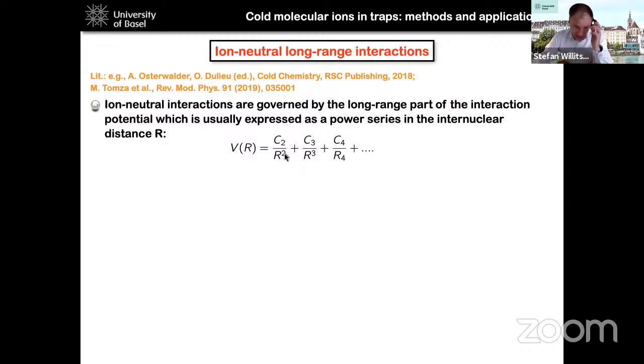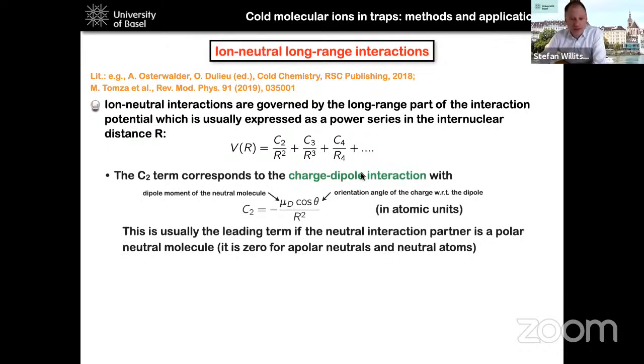One can see that we have terms in R squared, R cubed, R to the power 4, this should be a superscript here, and so forth. The task is now to just figure out what these different coefficients are for different scenarios of collisions that one has. So the first term here, there would also be a C1 term, but the C1 term would just be a Coulomb interaction. And since we are dealing with ion-neutral interactions, this term is not relevant. So the leading term is then, under certain cases, the C2 term in this series expansion.